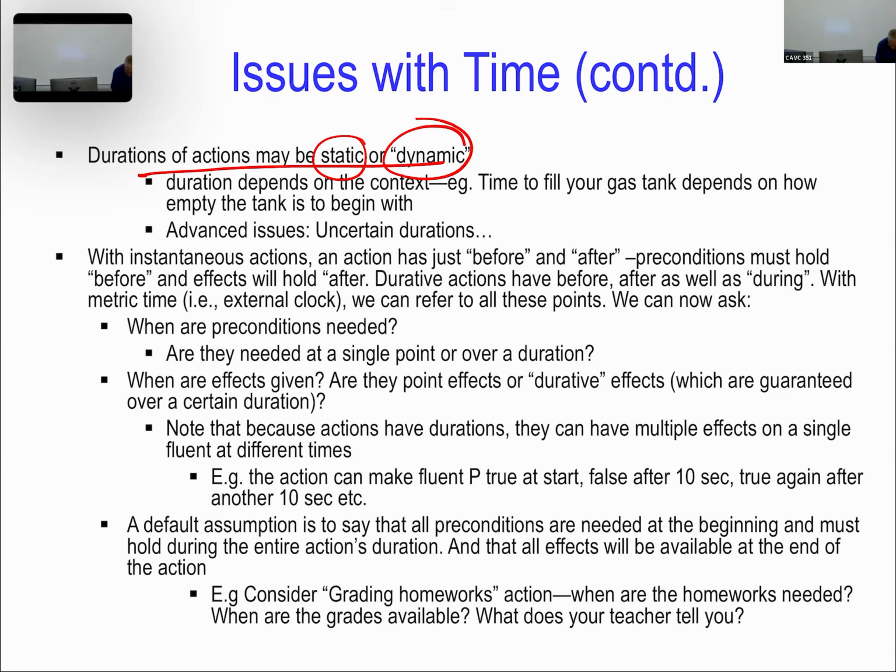Anyway, with instantaneous actions, an action has just a before and after. Preconditions must hold before and the effects will hold after. Durative actions have a before and after, as well as a during. You see what I'm saying? So preconditions may have to hold for the entire duration or only at the beginning. And similarly, the effects might occur only at the end or in the middle of the action. And so you actually have to deal with that.